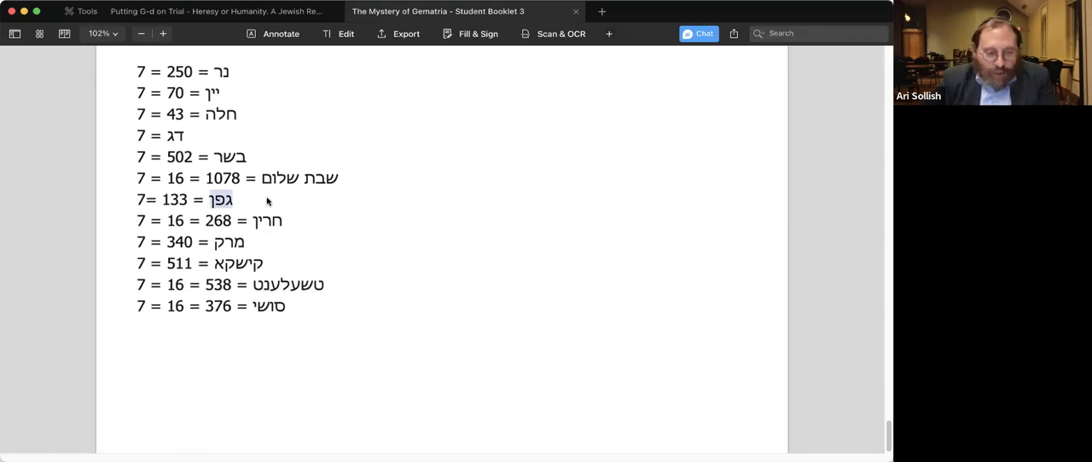Geffen is vine. Why? Vine not. I'm kidding. Vine, right? That's where grapes come from. Vine, Geffen. Gimel is 3, Pei is 80, Nun is 50. That's 133. 1 plus 3 plus 3, you guessed it, is the magical number of 7.